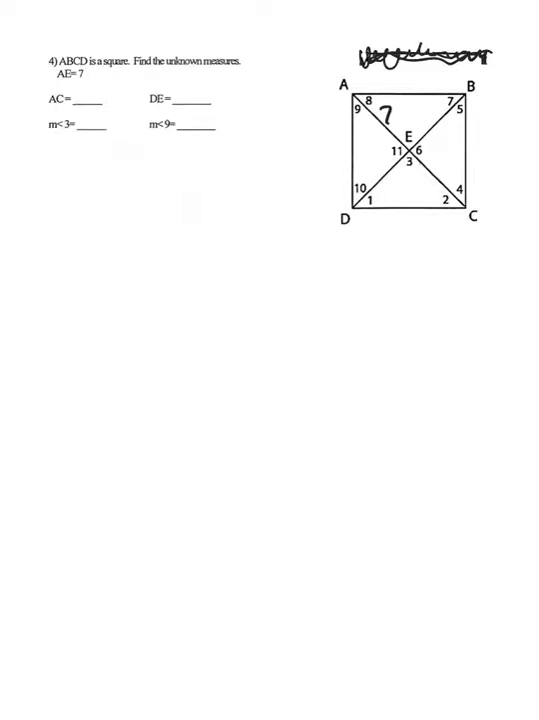So AE is 7. That's all it gives us. It doesn't give us anything else. It wants to know the unknown measures that we have here. So if AE is 7, this is a square. So just like a rectangle, the diagonals are congruent and they bisect each other.